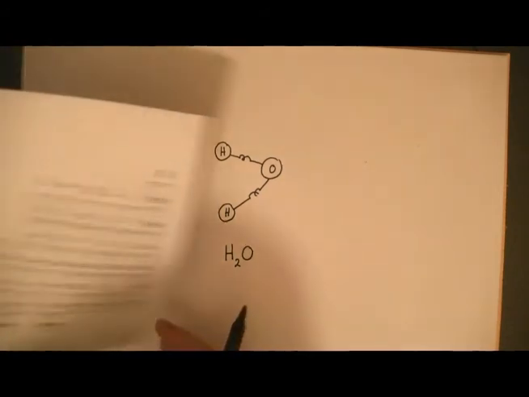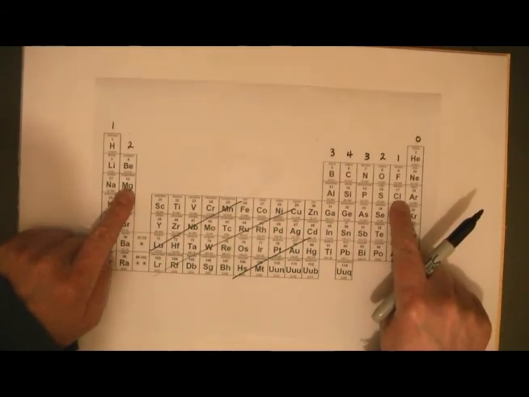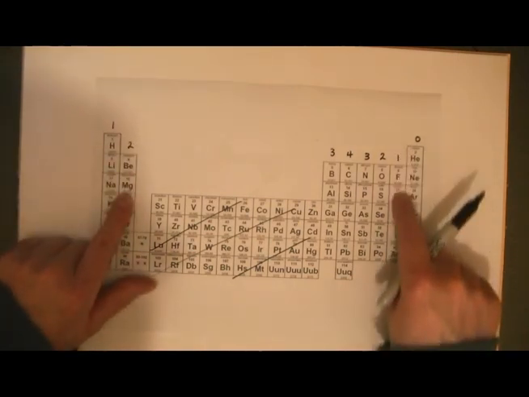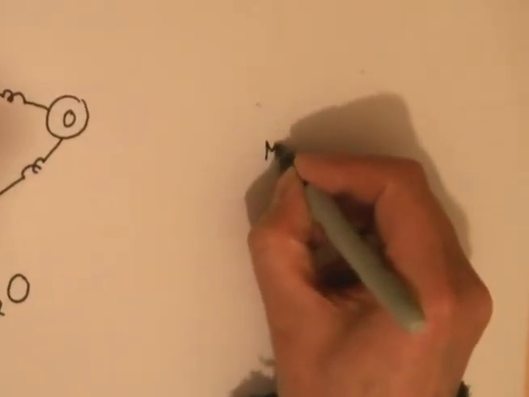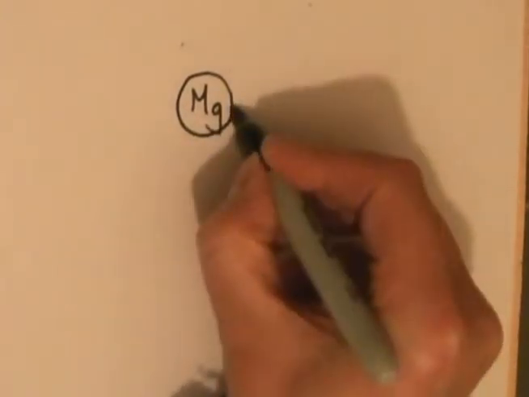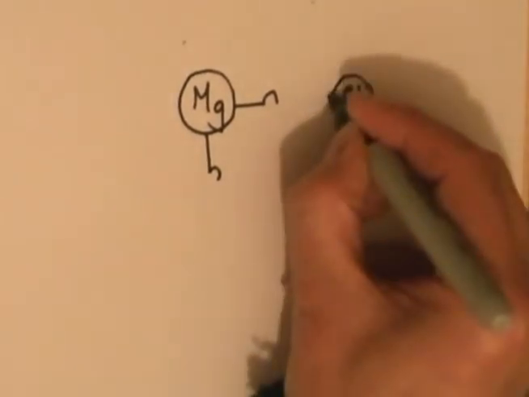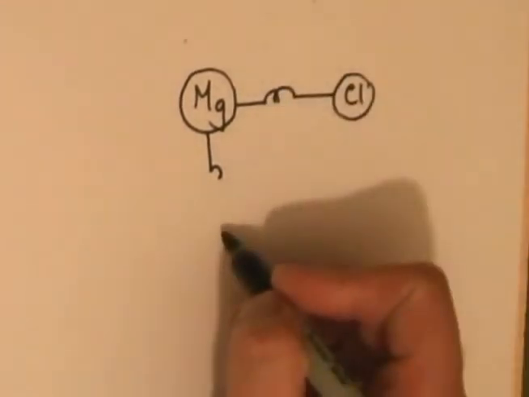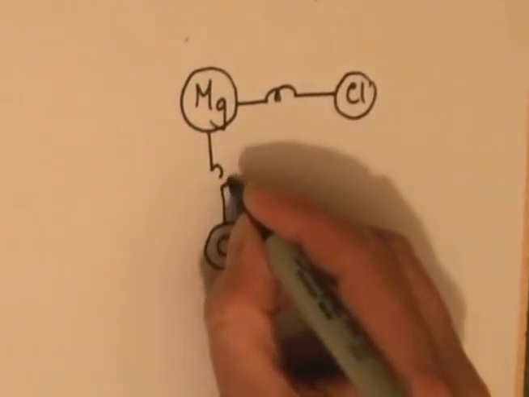Let's try another one. So going back to my periodic table, I'm going to look at, say, magnesium and chlorine. Okay, so magnesium is in column 2, so it must have 2 hooks on, and this chlorine over here has just 1 hook on. So let's start here with my magnesium. There's a magnesium atom, and that's got to have 2 hooks on. And let's put a chlorine atom there. Chlorine's just got one hook on, so that occupies that one, so I need another chlorine to fill that one up.